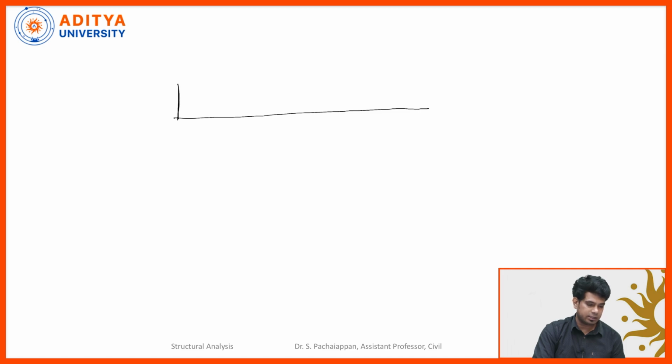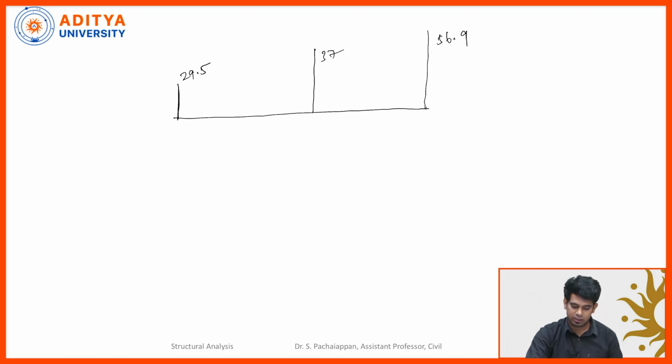And this ordinate is 29.5, this is 37, and this is 56.5. Okay, let's join these ordinates by a straight line, and then you can eliminate this line. This is not required.